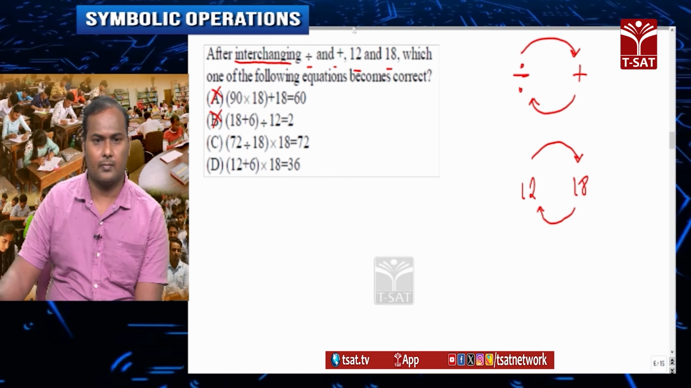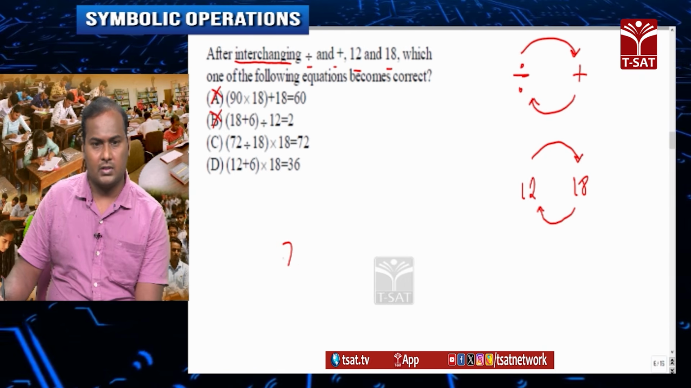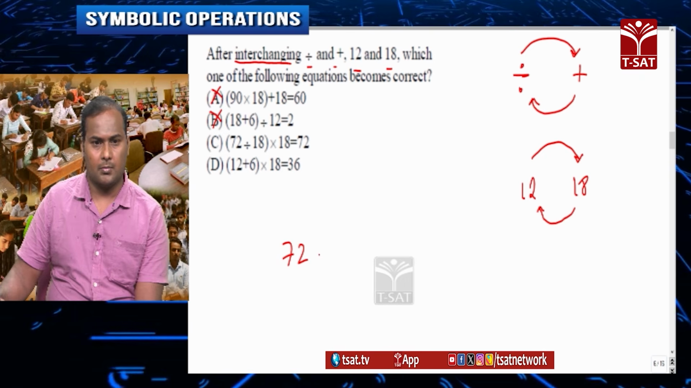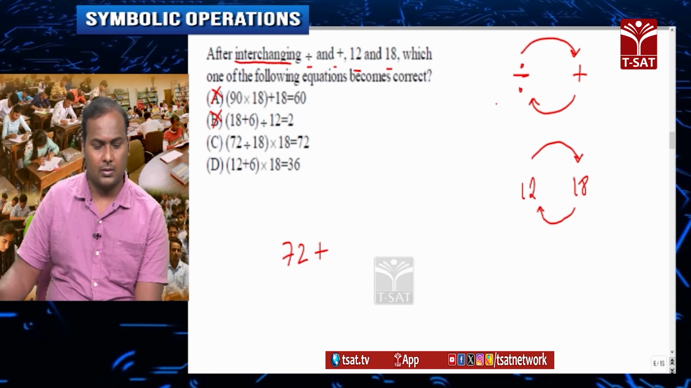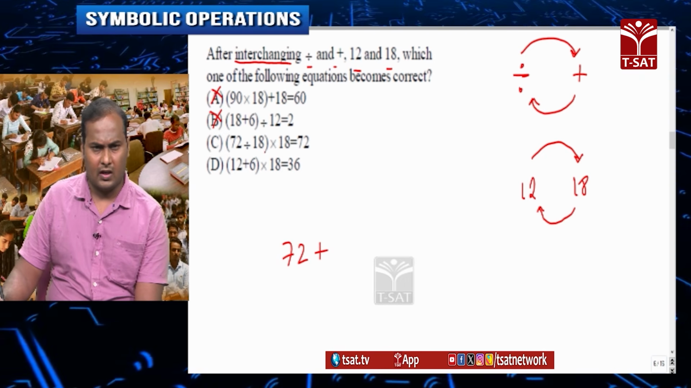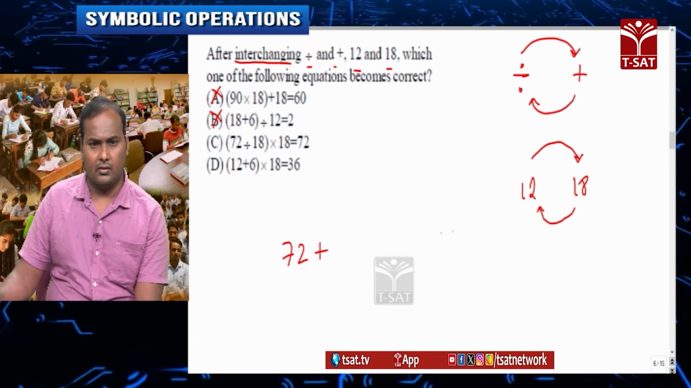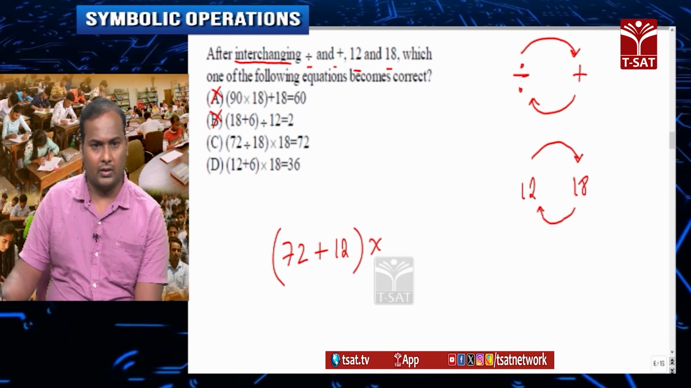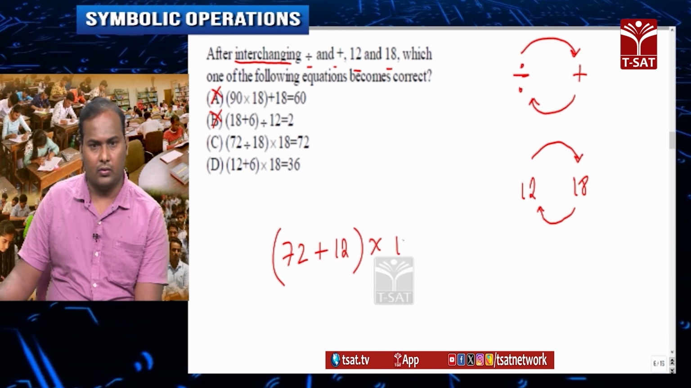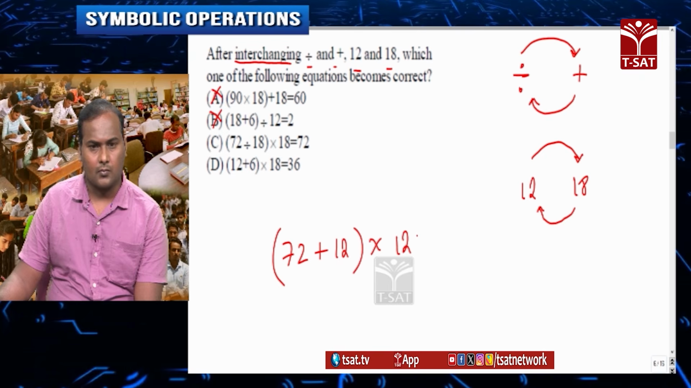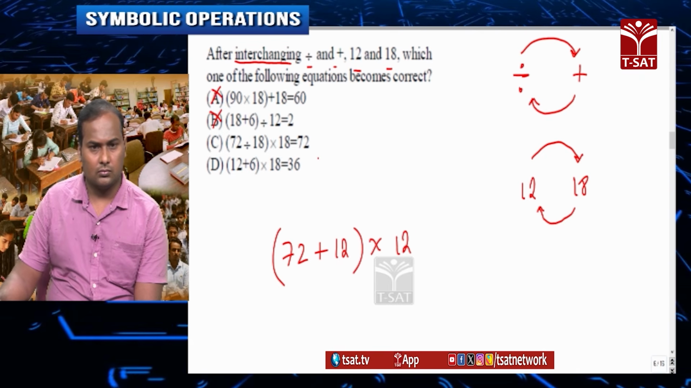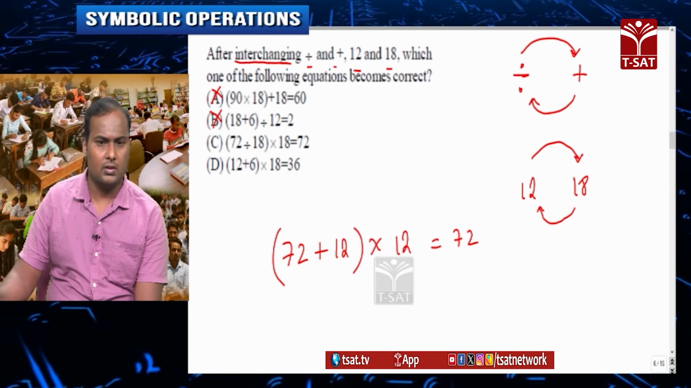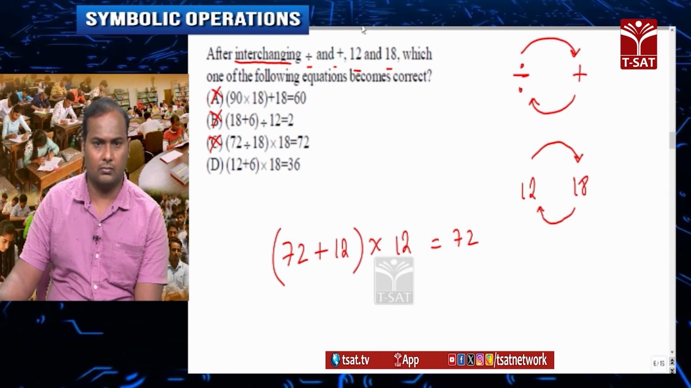Let's look at option C. In option C, you write 72 as it is, then it's asking about division. Division means plus, you have to replace it with plus, and then you have 18 here. When you have 18, you have to replace it with 12. Again you multiply it with 18, in the place of 18 you need to put 12. Is it equal to 72? You need to check it out. Okay, it's not equal to 72. So option C is also wrong.